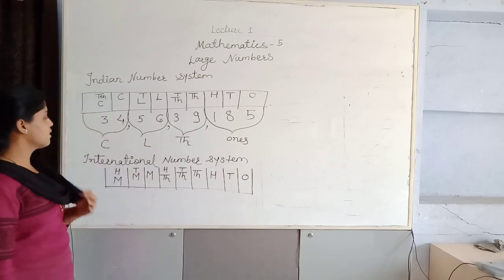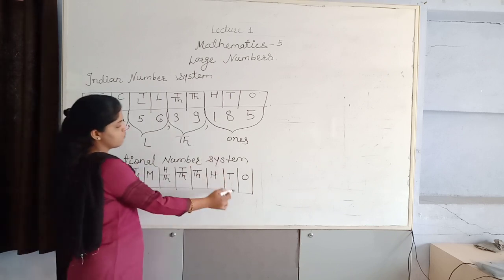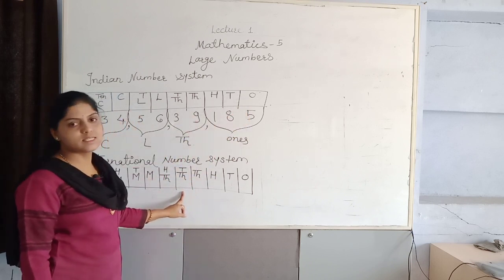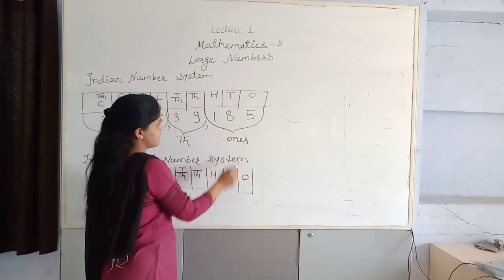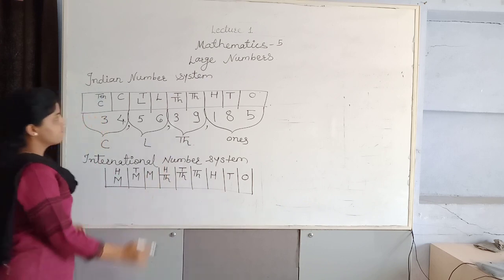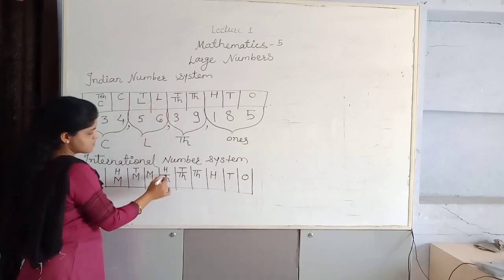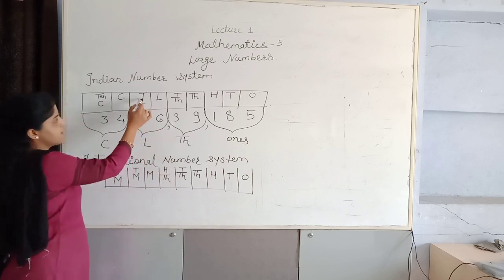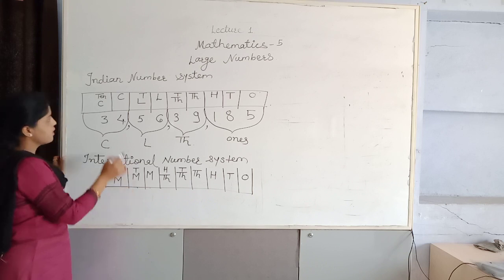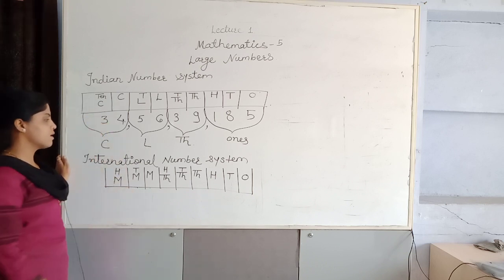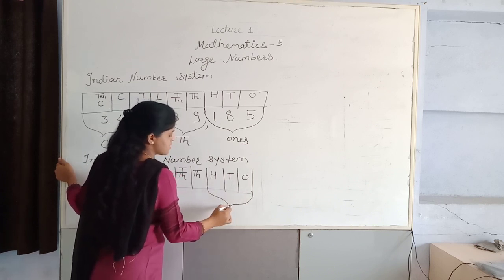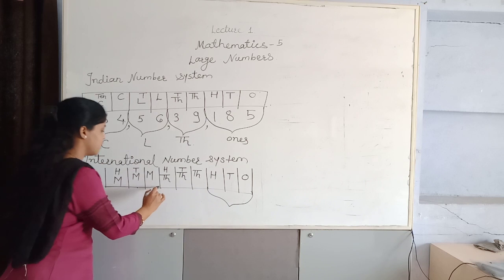Now we will see the international number system. Here, up to 10,000, both number systems have the same names, means ones place, tens place, hundreds place, thousands place and 10,000 place. But when we write 1 lakh, it comes 100,000. After that, when we write 10 lakh, it comes million. And for crore, it is 10 million, and for 10 crore, it is 100 million. That means the international number system has periods after every 3 digits.